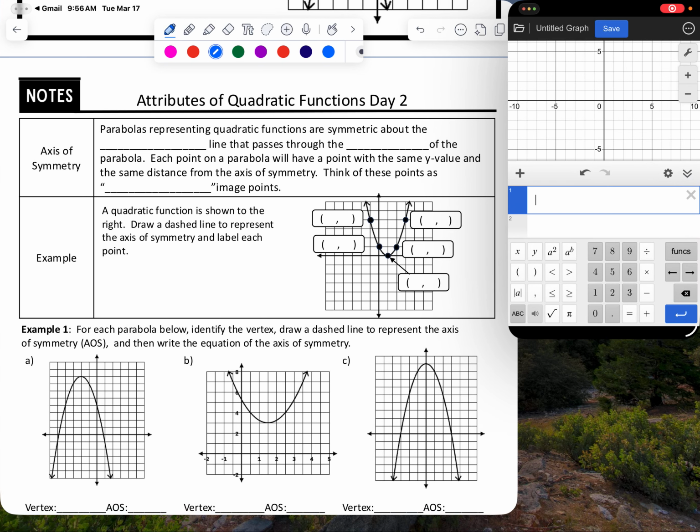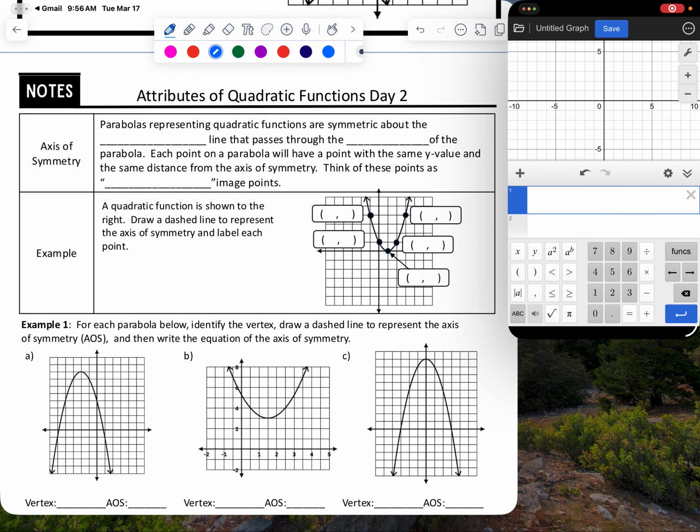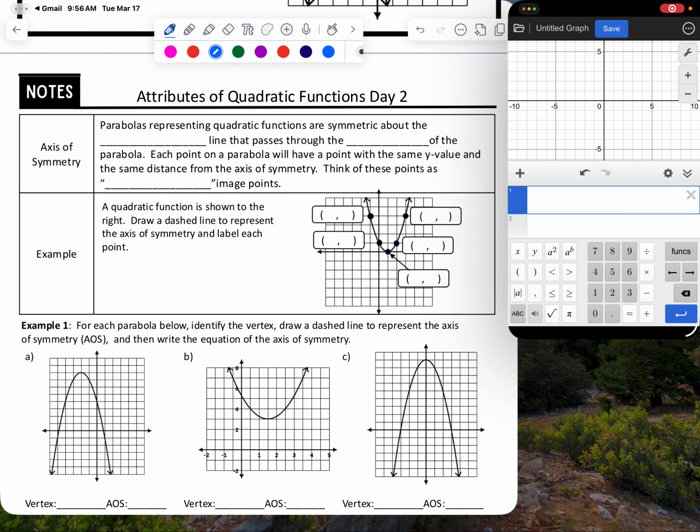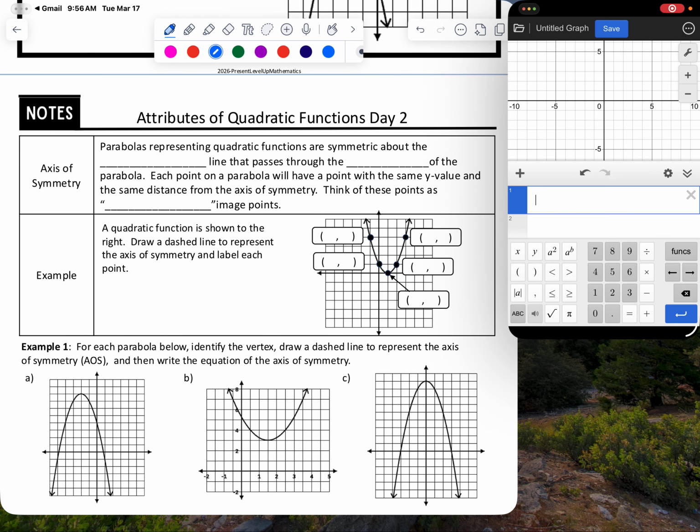In today's lesson, we will be exploring the attributes and key features of quadratic functions, Part 2. We will be discussing the axis of symmetry of a quadratic function and how to find the axis of symmetry. So, before we start, let's start with the definition for axis of symmetry.